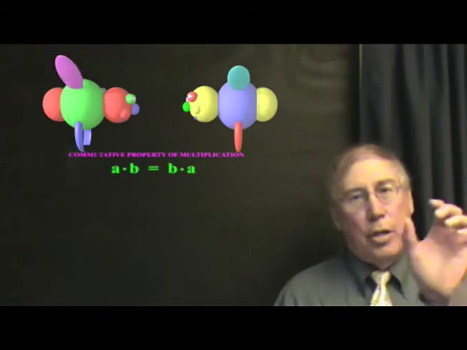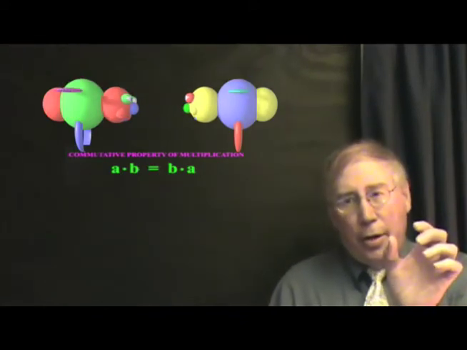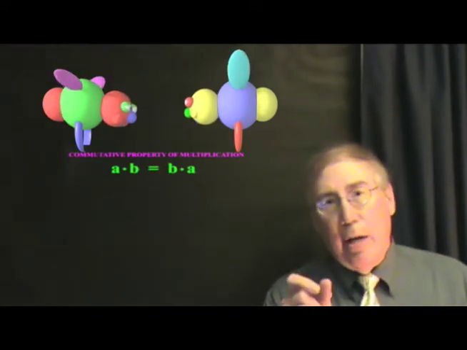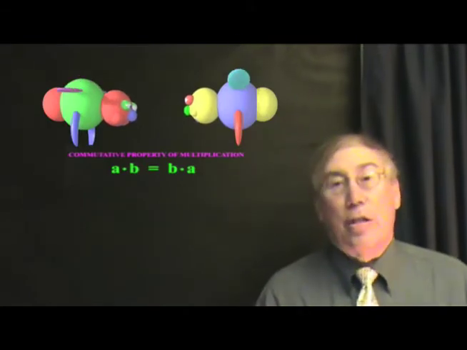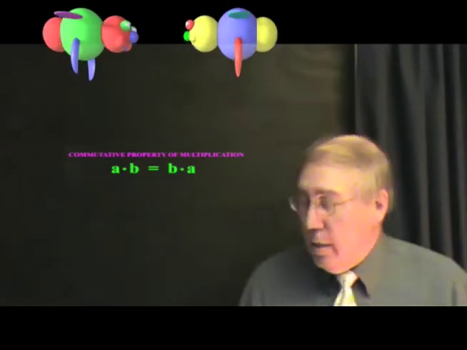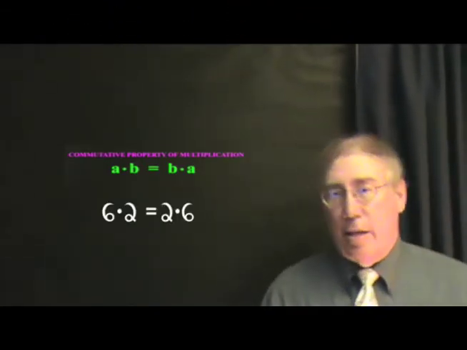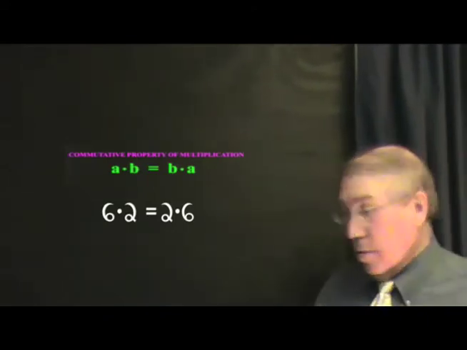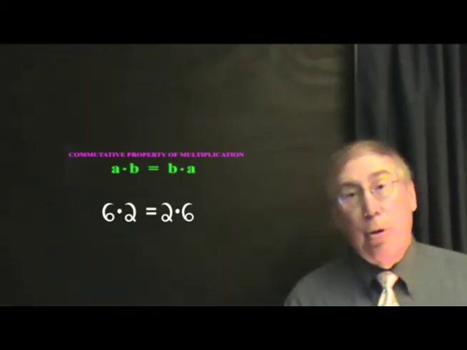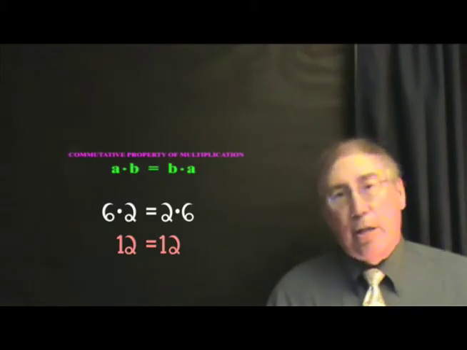It says if you multiply two numbers together and you switch their order and multiply them again, you get the same answer. So let's look at a specific situation here. 6 times 2 equals 2 times 6. Both sides give you 12.